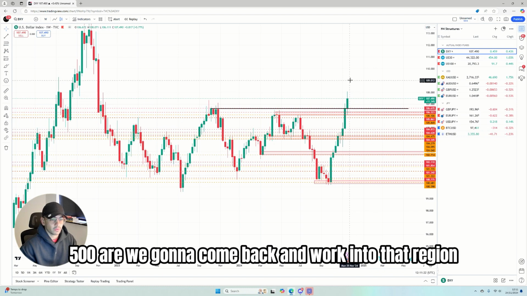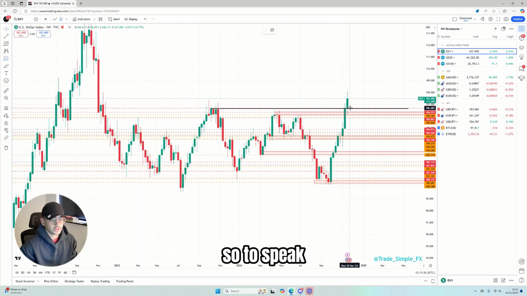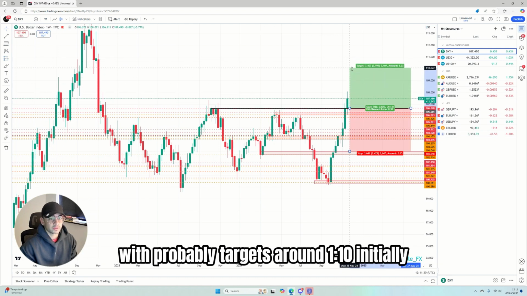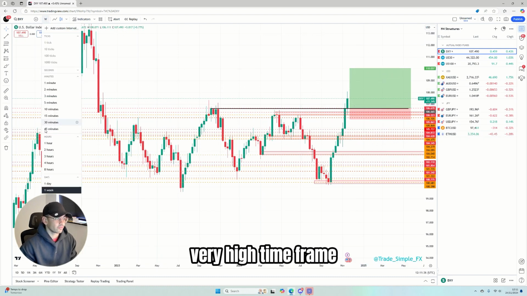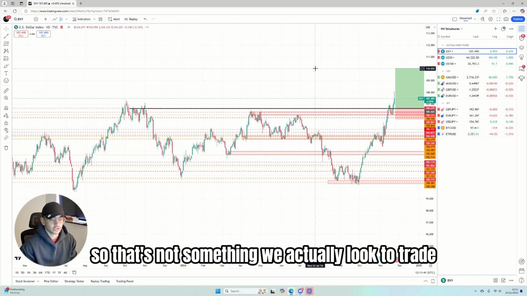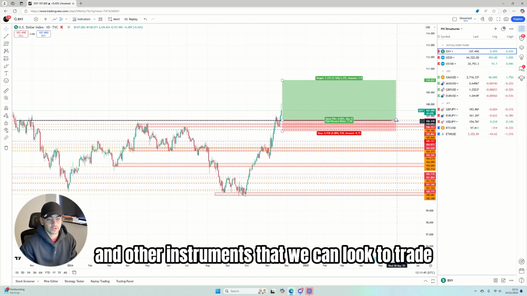Are we going to come back and wick into that region? Maybe, maybe not. We don't want to try and catch a falling knife, so to speak, but something of a setup would look similar to this, with probably targets around 110 initially, I'd say. Now, that would look something similar to this, a very, very high time frame. We don't trade the dollar index individually, so that's not something we actually look to trade, but we use it in confluence with other forms of analysis and other instruments that we can look to trade.